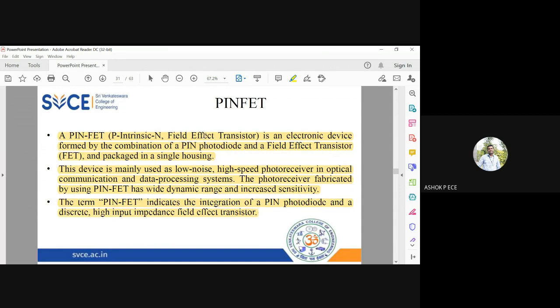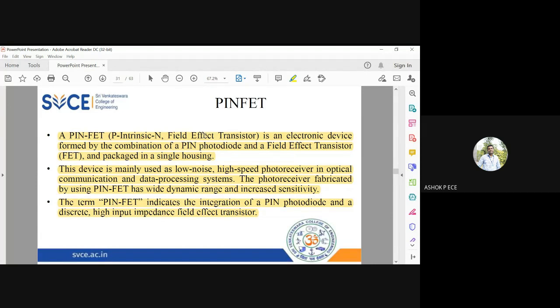You know what is a photodiode? Can anybody say what is the photodiode? Have you come across the term photodiode? What is the photodiode? What is a normal diode? What is a normal PN junction diode? What will it do?